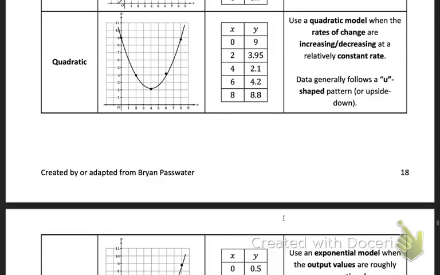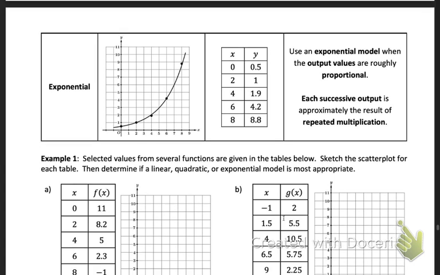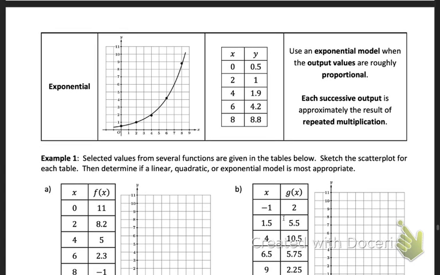Okay, exponential is what we've been working on in this unit. So an exponential model will be when the output values are roughly proportional. That means that each successive value is the result of multiplying, basically. And if we look at this table here, 0.5 times 2 would give me 1. 1 times 2 would give me 2, which is close to 1.9. 2 times 2 would give me 4, which is close to that. We can see that it looks like we're doubling every time. And again, we know what an exponential graph looks like. That is getting steeper and steeper as we go, in this case, exponential growth. Okay, so that's how we're going to decide.